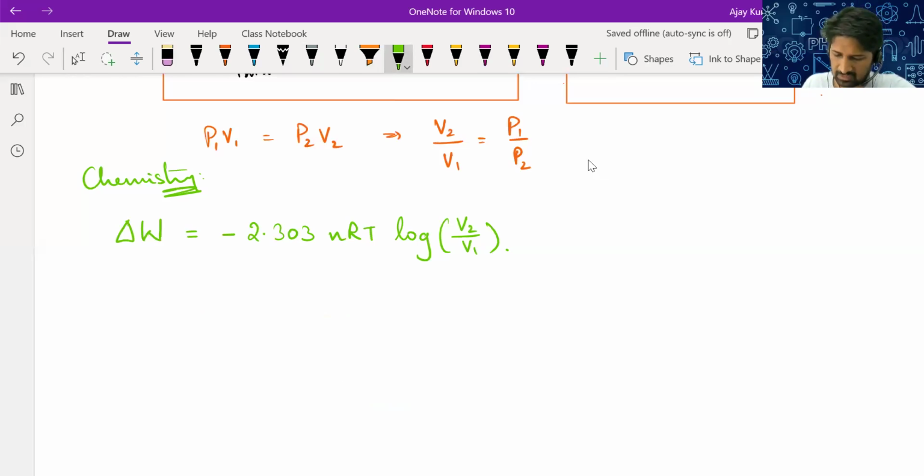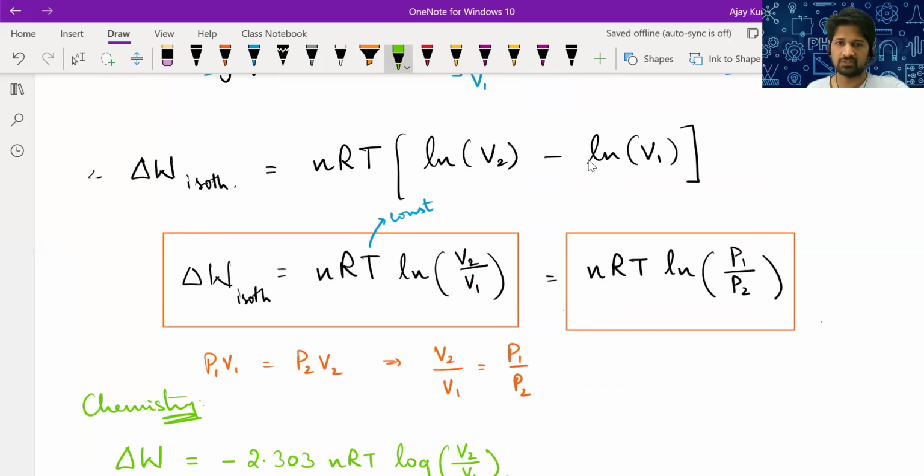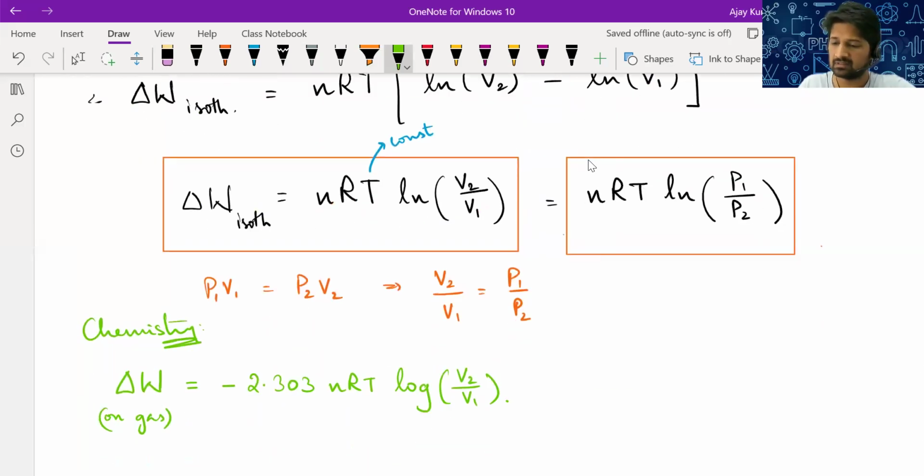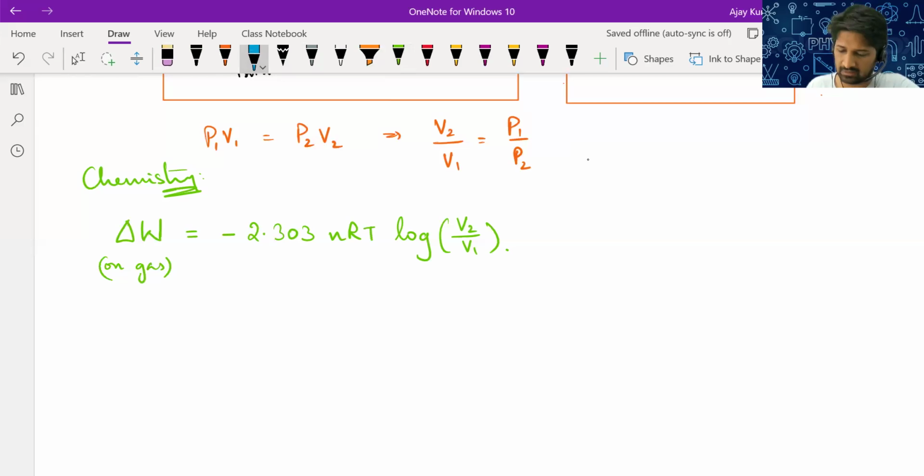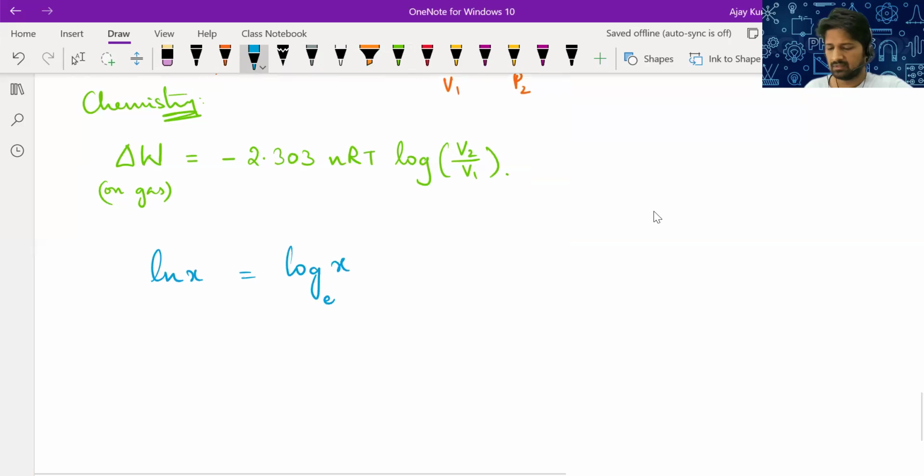So let me write it here. Work done on the gas. That's why you have a minus. And where did the 2.303 come from? In the physics formula, we don't see that. Because here, the integral of 1 by v dv is the natural logarithm, ln of v2 by v1. Natural logarithm means when you write ln x, that is nothing but logarithm of x to the base e. E is a special number in mathematics. But when you write log of x, it's logarithm of x to the base 10. These are different functions.